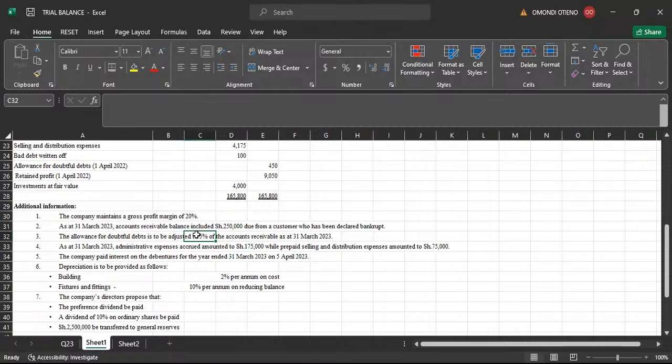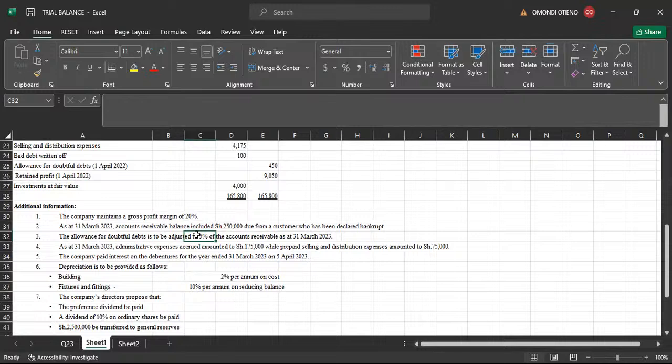That 5%, we compare the 5% with the provision. So will there be an increase or decrease in the provision for doubtful debts? If there's an increase in provision, it means it is more than the provision. So the difference will be an expense. If it is going to be less than the provision, then it means the provision was exaggerated, and therefore we call it now an income. We put it under income.